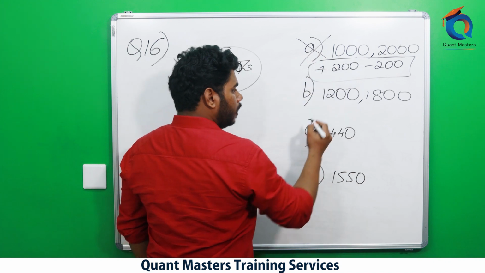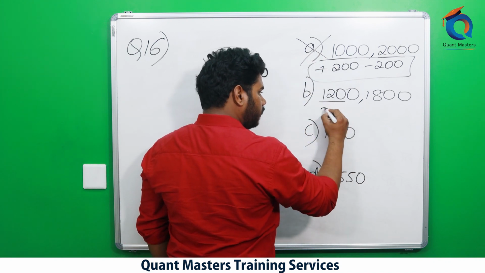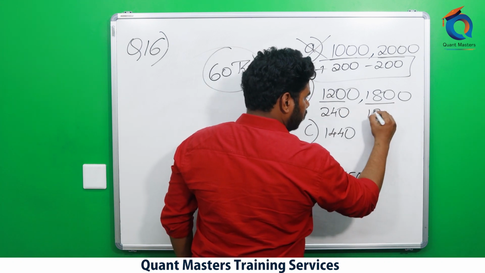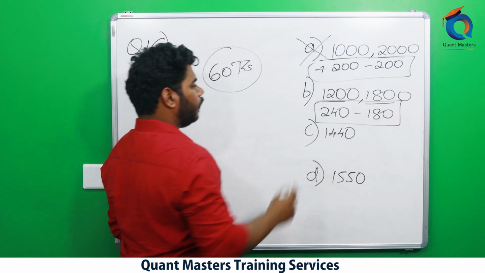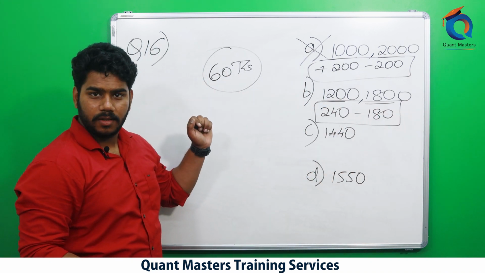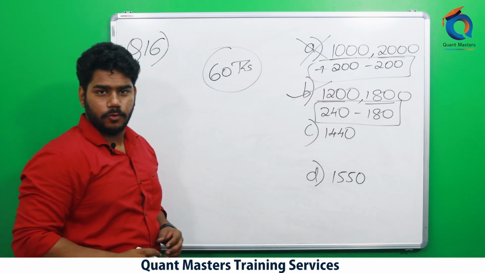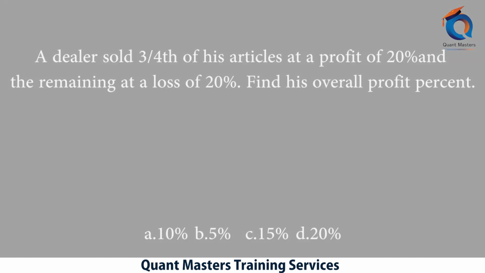Now look at option B, 20%. What is 10%? 120. 20%? 240. 10% loss. What is 10%? 180. Loss means minus. People, 240 minus 180. Am I getting 60 rupees profit? Yes sir. So answer has to be option B, that is 1200. I hope you have understood the concept. Please make a note.